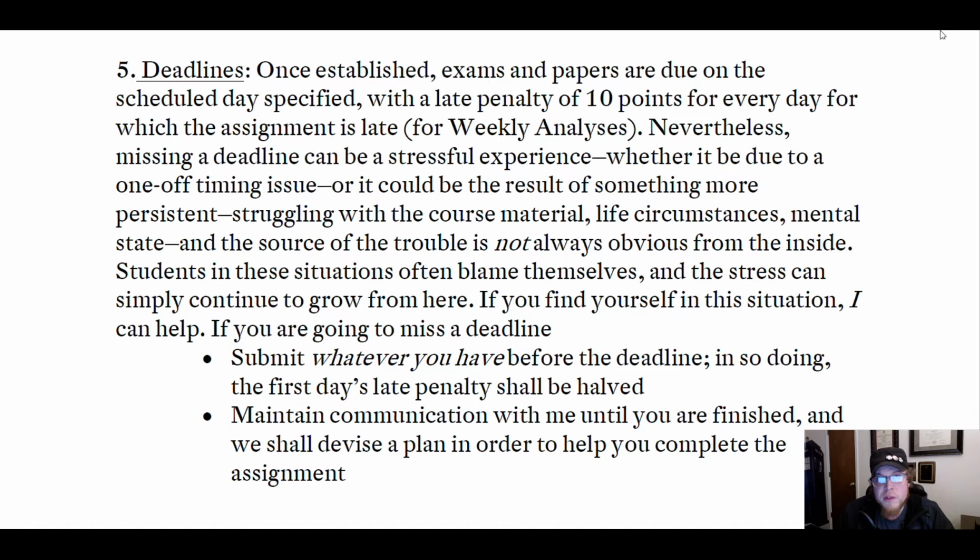If you find yourself in this situation, I can help. If you're going to miss a deadline, like something's coming up, you know something's due, here's what to do. Submit whatever you have before the deadline. And so doing, first day's late penalty shall be halved. 10 points off, it's 5 points off.